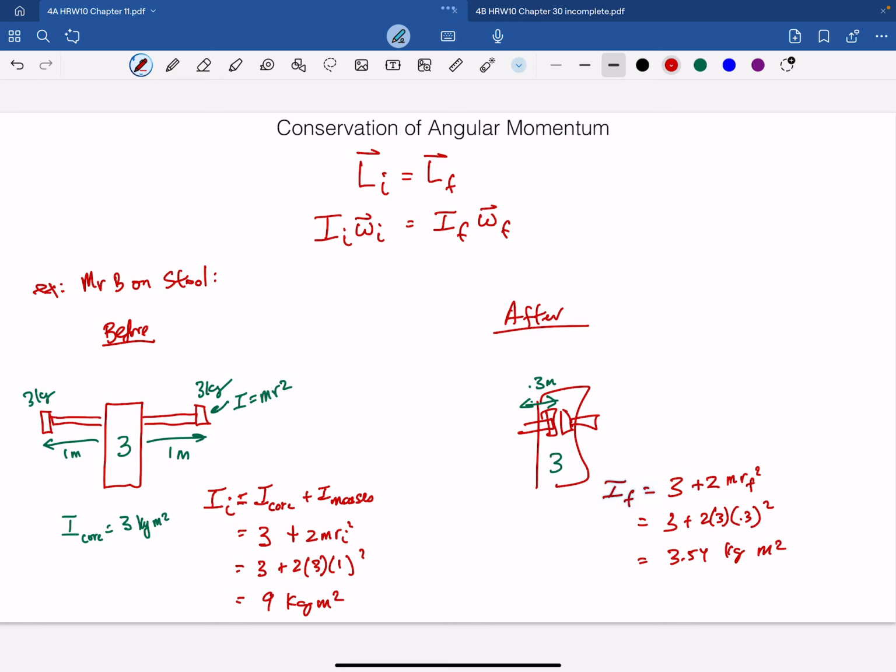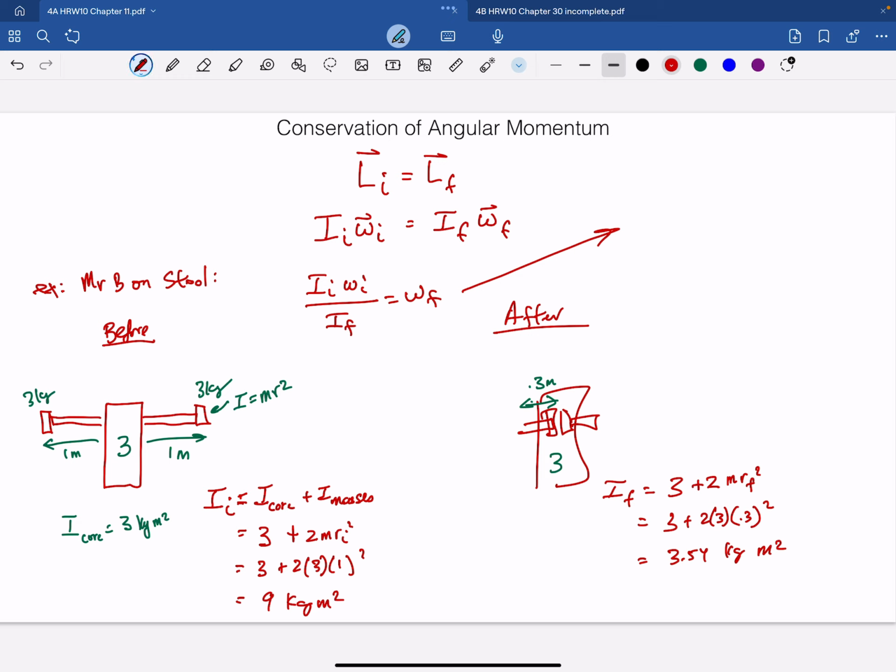Did it get bigger or smaller? It got smaller, right? It went down. Started at 9, went down to 3. So in my statement of the conservation of angular momentum, I have I initial, omega initial, all divided by I final, which will get me my omega final. I just divided both sides by my final moment of inertia.